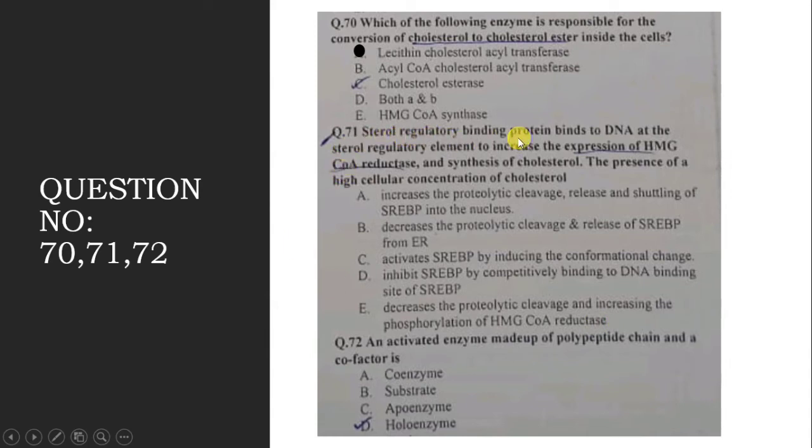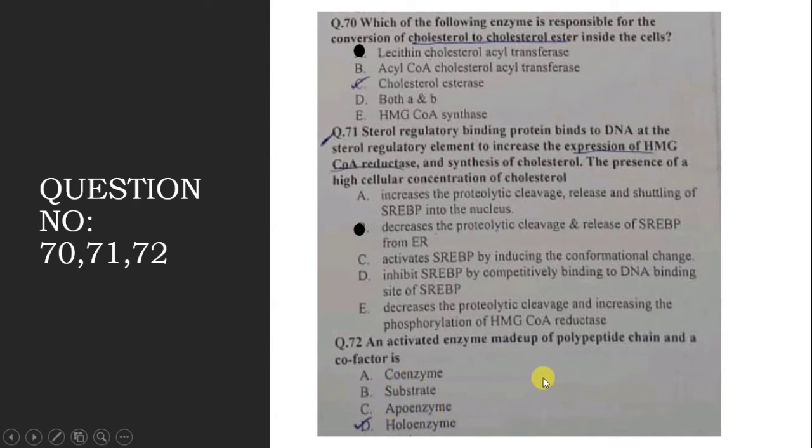So sterol regulatory element binding protein is basically the protein factor which regulates the synthesis of cholesterol. When there is an increase in cholesterol, there is no proteolytic cleavage of SREBP. When there is a decrease in cholesterol, there is more proteolytic cleavage of SREBP, which causes increased expression or increased activity of HMG-CoA reductase. So in case of high cholesterol, there is a decrease in the proteolytic cleavage and no release of SREBP from the endoplasmic reticulum.